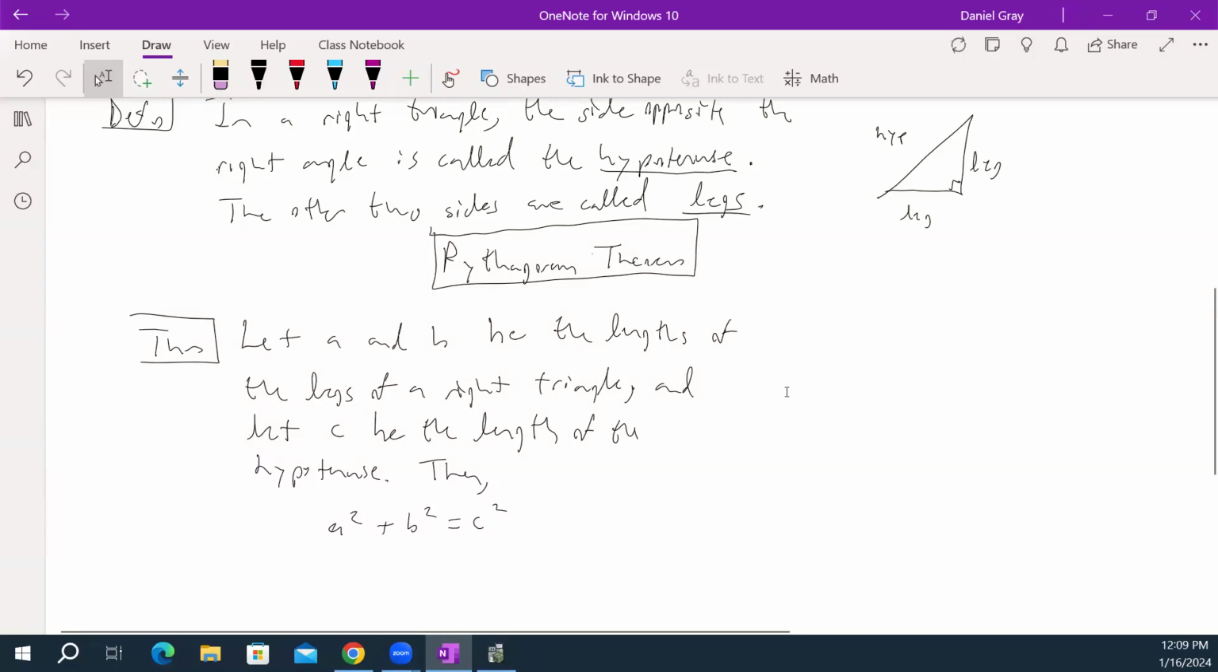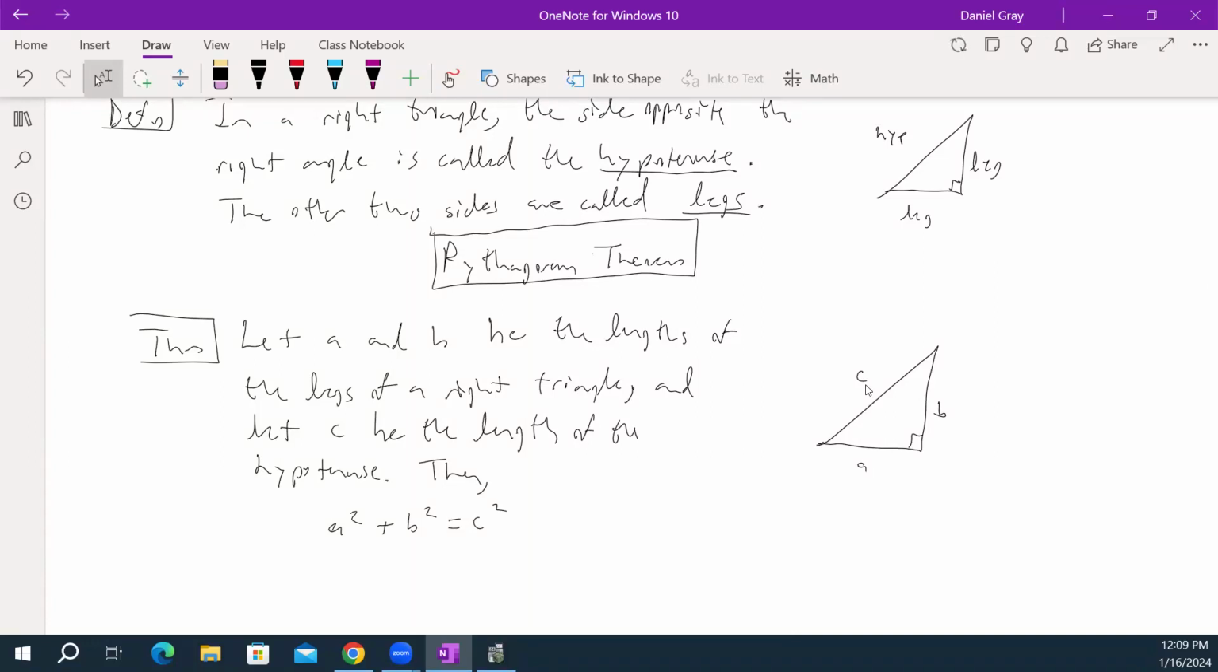Okay. And it's only because I labeled the legs to be length A and length B, right? I labeled the hypotenuse to be length C, right? If I change the labeling, it'll say something completely different, right? So here's, let's say A, here's B, and here's C. A squared plus B squared equals C squared is what we're claiming.